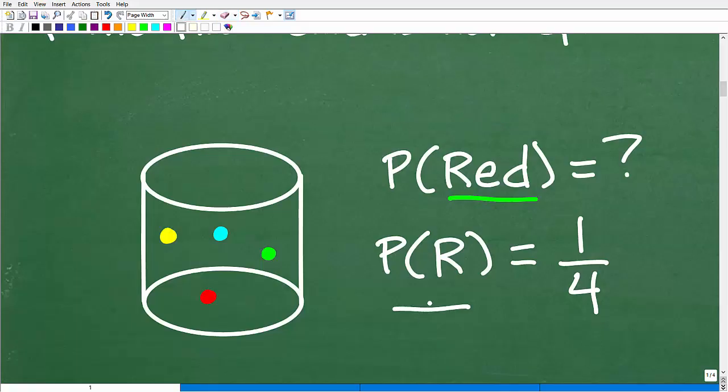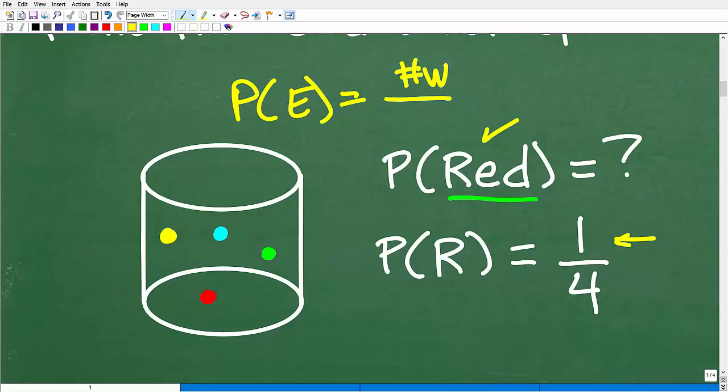Let's go ahead and define simple probability right now. The probability of getting a red is 1 over 4. But what is the formal definition of probability? Well, it's basically this. What is the number of ways we can get a red out of this jar? There's one way that event can happen. So the probability of an event occurring is the number of ways that event could occur. In this case, there's only one possible red here that we can select, so there's only one way to get a red.